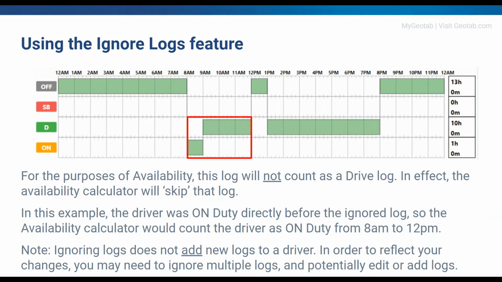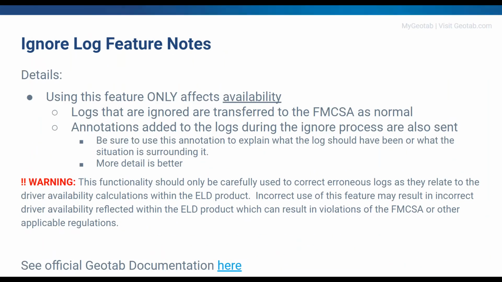Now, again, this is only inside of the availability calculator on the My Geotab side. When we look at transferring these logs over, it's just going to transfer everything as usual. This is a feature only, and it only affects availability, and the FMCSA doesn't care about the availability that we calculate. They do their own calculations on their own side inside of eRODS. So good chance that when you do ignore and get the right availability that you want, the driver goes through an inspection, they're still going to be questioned as to what this log is supposed to be because it's still going to be on the drive line and it's going to have that annotation.